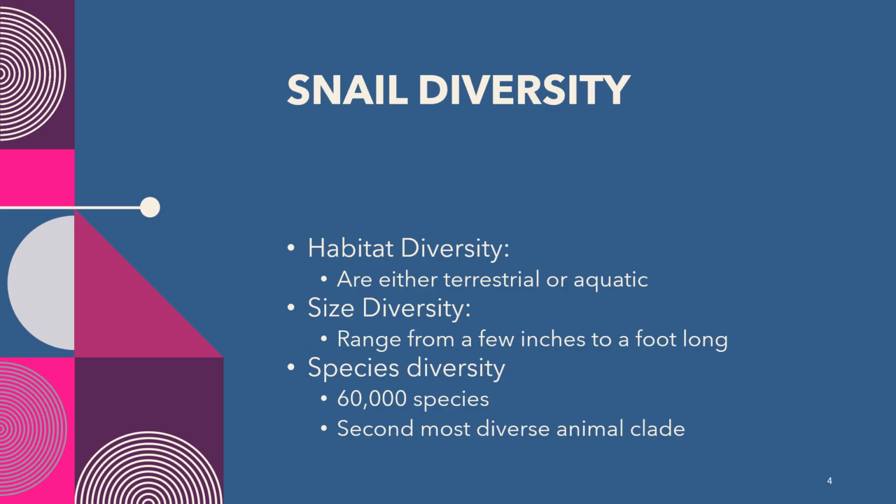Just a little bit about snail diversity. Snails are incredibly diverse in their habitat, land or water. They can live just about anywhere. They range a lot in size. Some of them are very small, only a couple of inches, and the largest snail species grow to be up to a foot long. And there are about 60,000 species of snails, and they're the second most diverse animal clade right after arthropods.